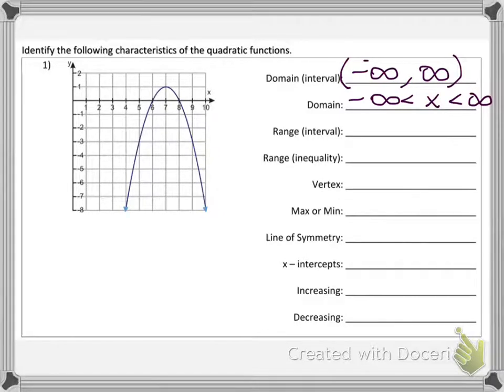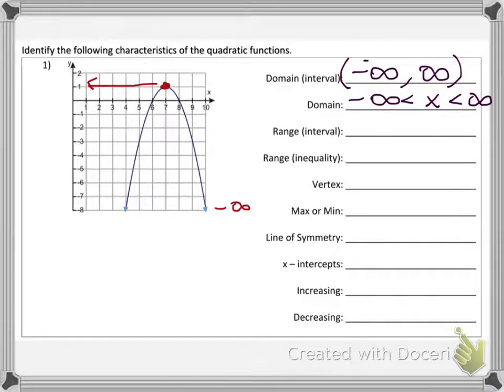Now your range. Remember the cheer we did in class? Starting from the bottom to the top, that's where it starts and where it stops. So if you look at the bottom, the arrows are pointing down. Since they're going to keep going, they're going to keep going all the way down to negative infinity. The top of this graph is right here, and as you can see, it stops where y is 1. So my range goes from negative infinity to 1.